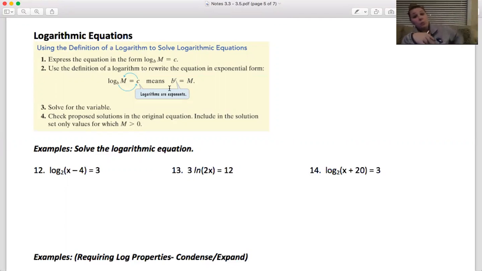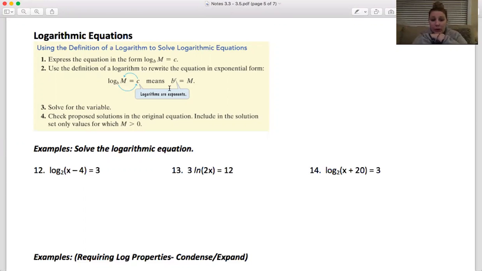So that means we might have to move some extra stuff, a coefficient, or maybe I'm adding or subtracting something after the logarithm. I'm going to have to get rid of that stuff. And then secondly, if I have multiple logarithms, we're going to have to use our expanding or more likely the condensing properties to be able to take multiple logs and combine them down into just one single logarithm. Because unless we have just one, we're not able to rewrite it.